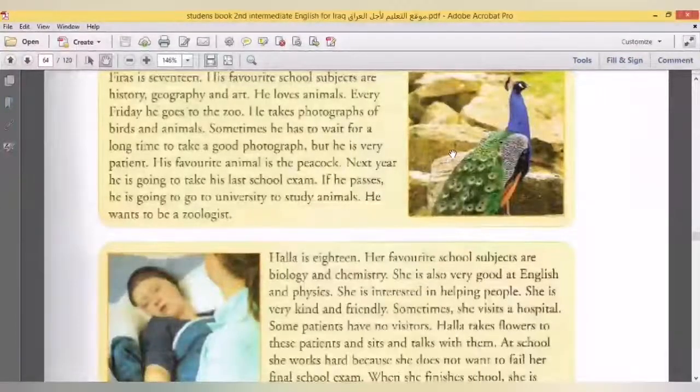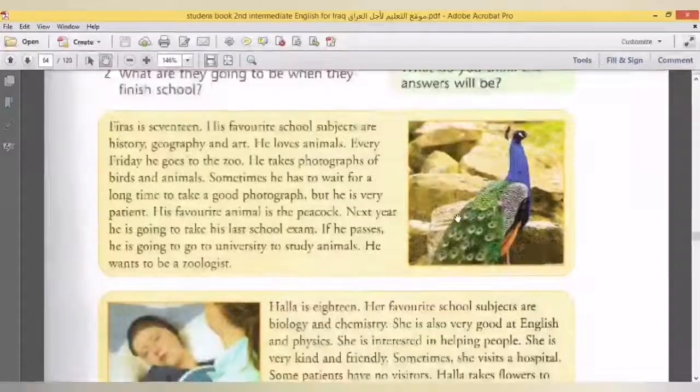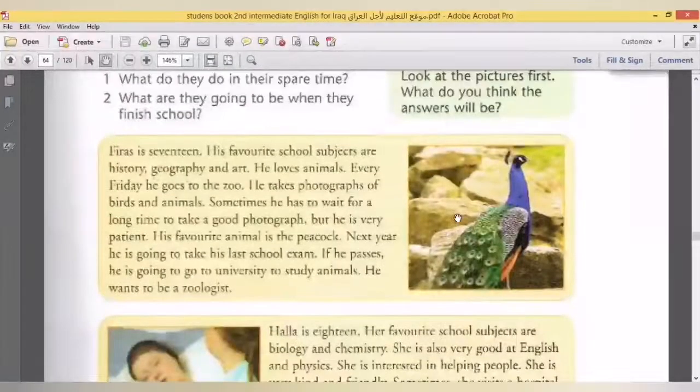What is this? What do you call this bird? Do you know what we call this bird in English? Do you know what is meant by this? You are sleeping today. Yes, Amir. Exactly. It is a peacock.